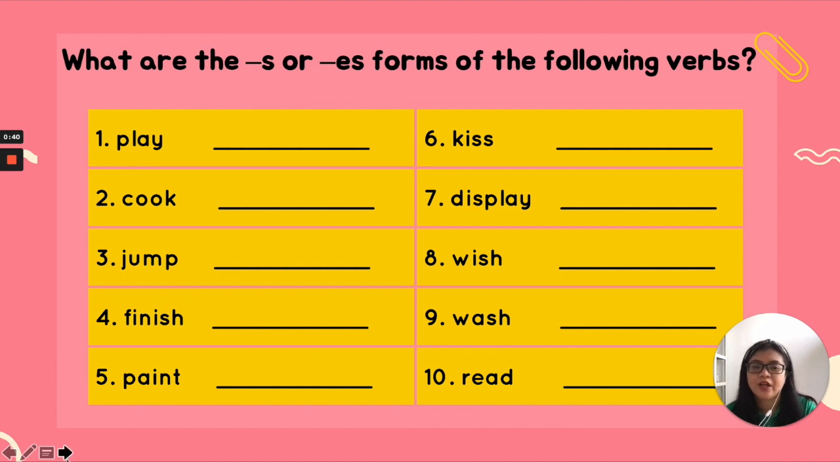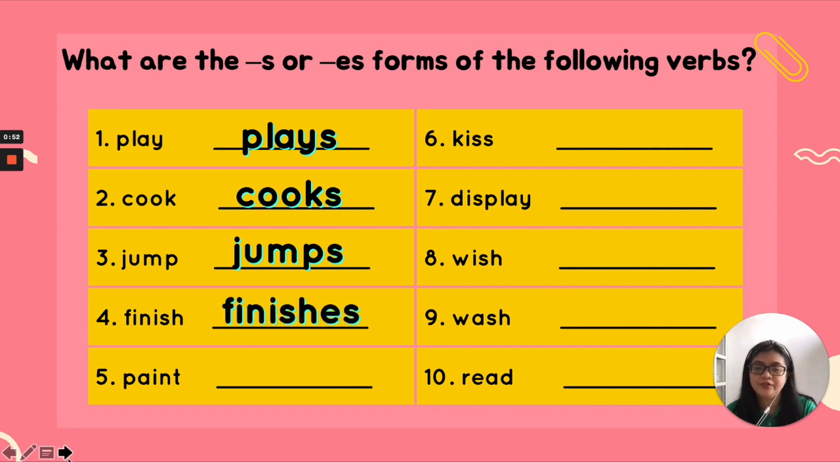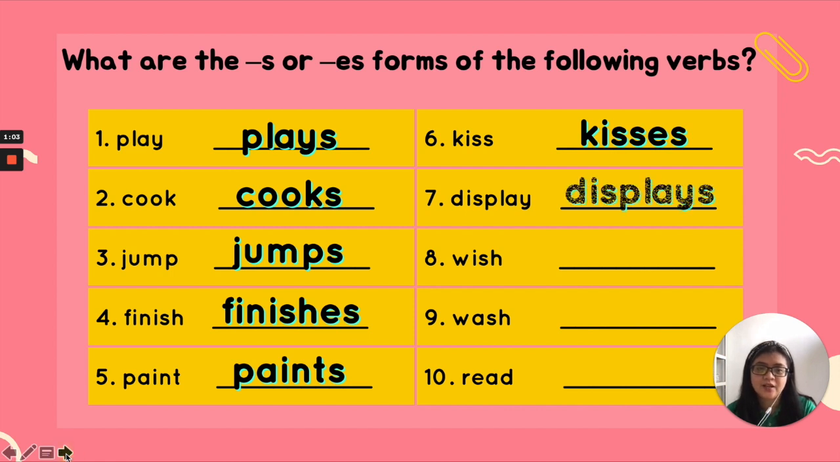Okay, so here are the correct answers. Play, plays; cook, cooks; jump, jumps. So you just have to add s at the end of these verbs. For finish, since it ends with sh, you have to add es: finishes. Paint becomes paints. Kiss, kisses. Display, displays. Wish, wishes. Wash, washes. And read, reads.